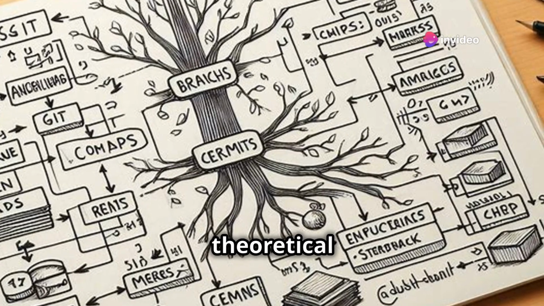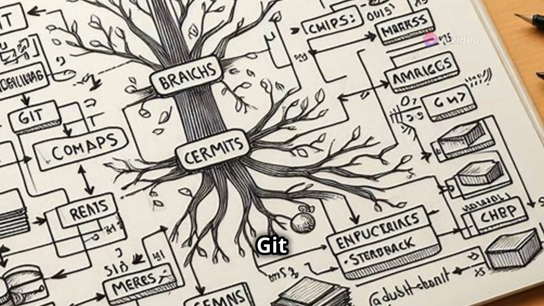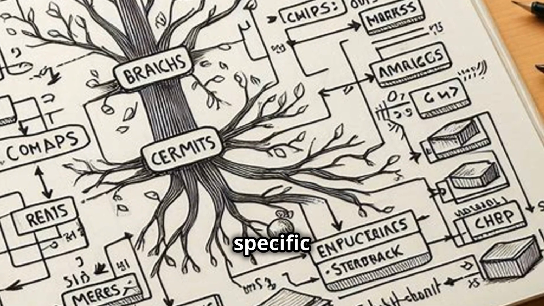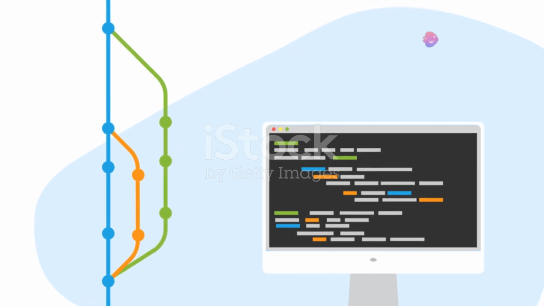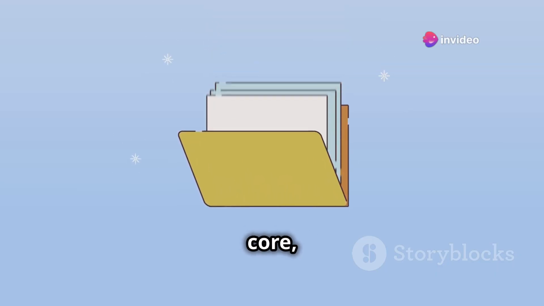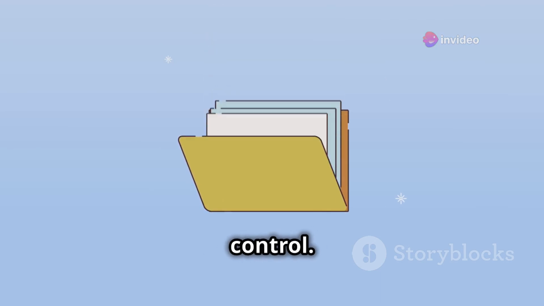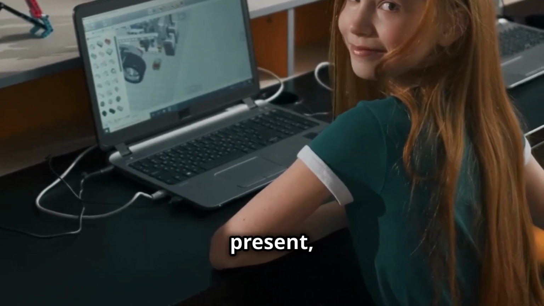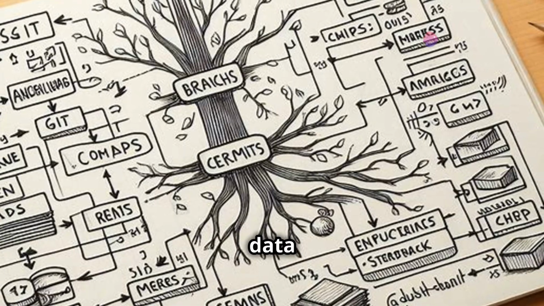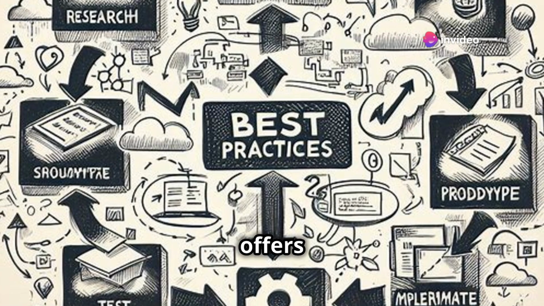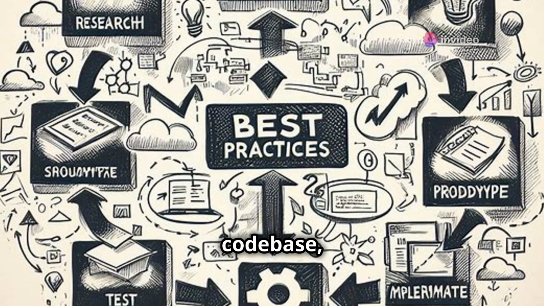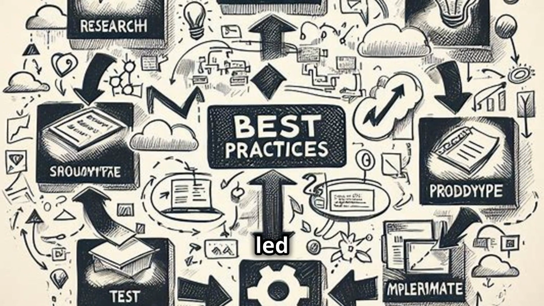Let's delve into the theoretical aspects of shallow cloning in Git and its alternatives, focusing on the conceptual discussion rather than specific commands. The essence of shallow cloning, at its core, is a minimalist's approach to version control. It's about embracing the present while acknowledging but not dwelling on the past. In a world where data can be overwhelming, shallow cloning offers a respite, a way to focus on the now, the current state of the codebase, without the baggage of every change that led here.